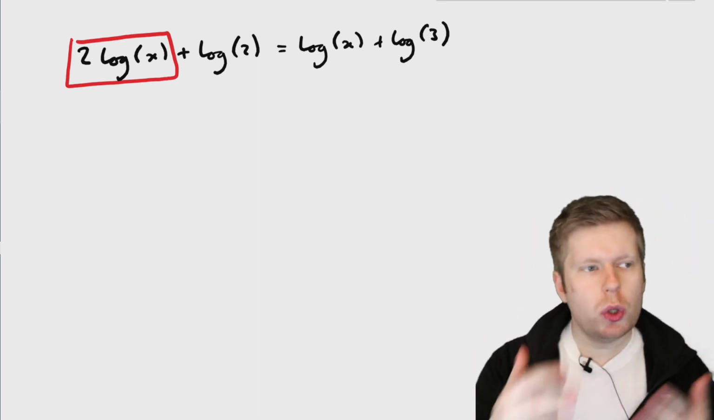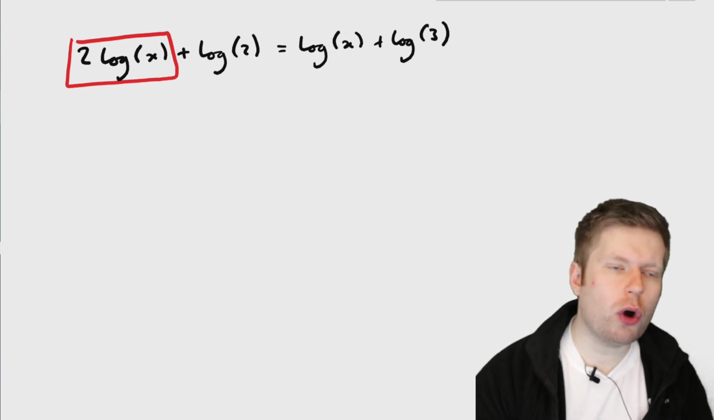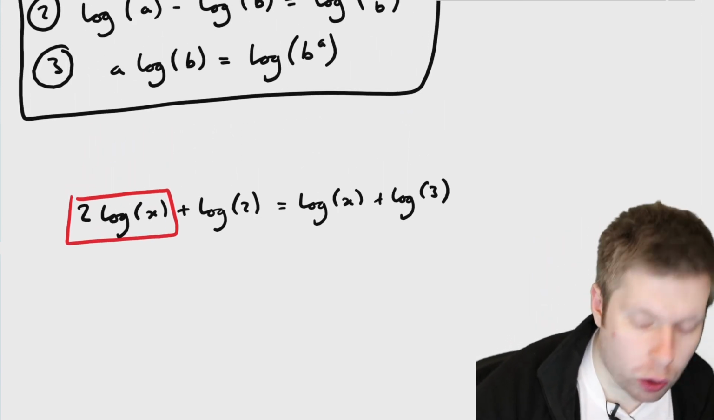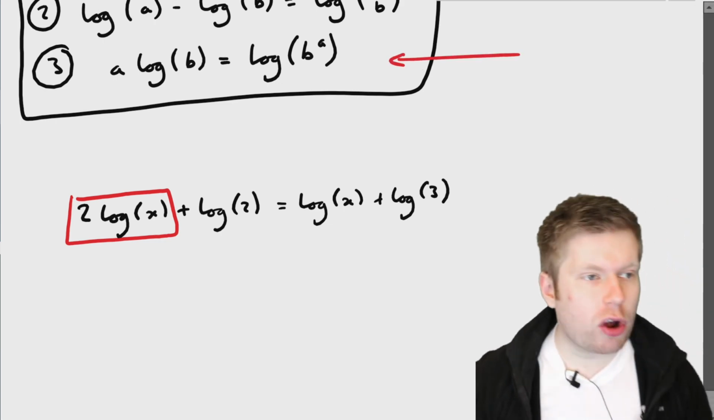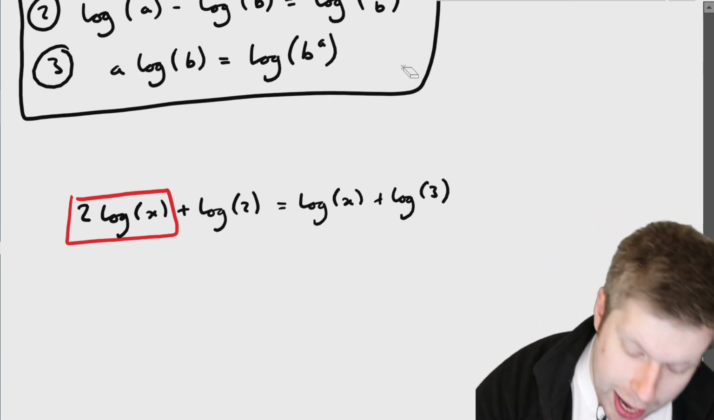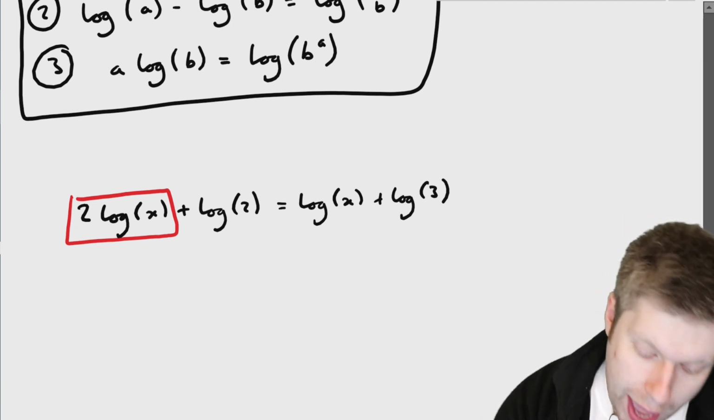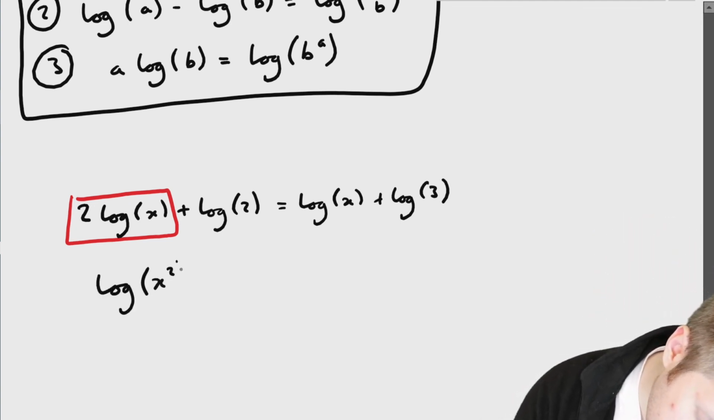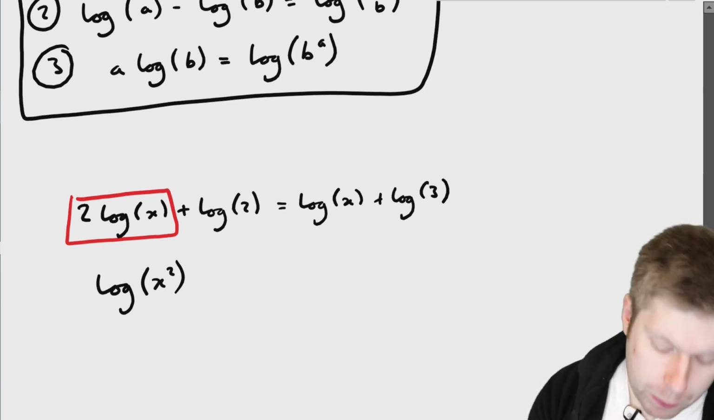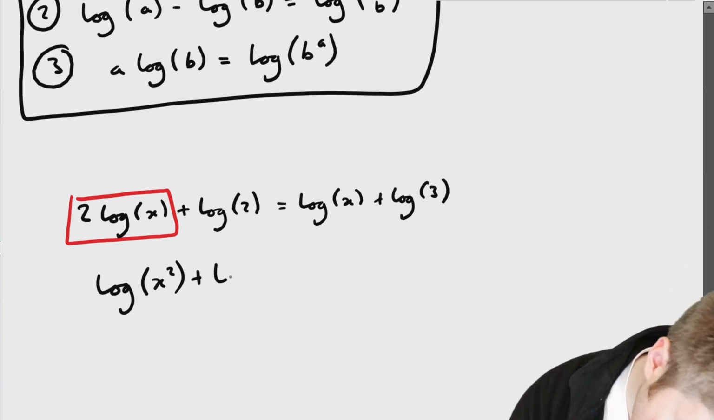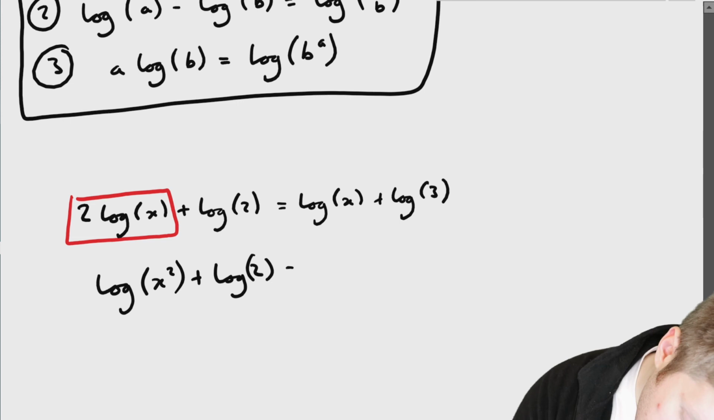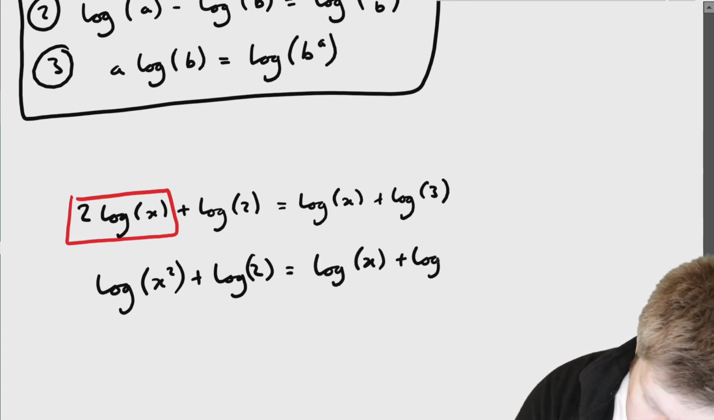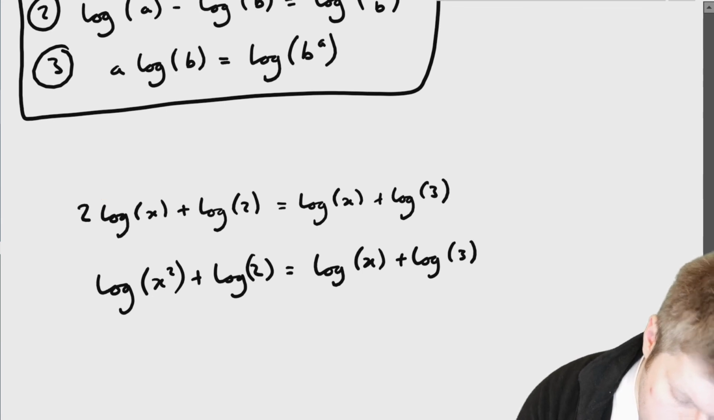Okay, so in this case, 2 log of x. Well, do I know a law of logarithms that I can use to simplify? Yes, I do. In this case, law of logarithms 3, look, a log of b should be equal to log of b to the power of a. Well, I can use exactly the same law there. So I can basically say this thing is just log of x squared. In other words, the 2 climbs up to become the power, okay, and everything else is still the same. So plus log of 2 equals log of x plus log of 3. All right, good, that's good.